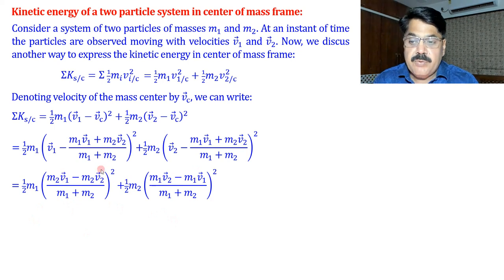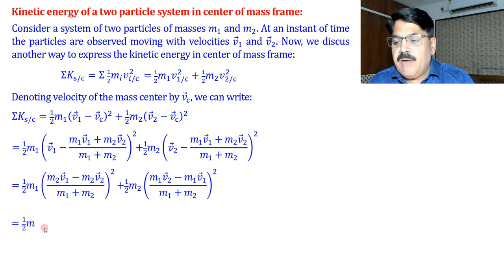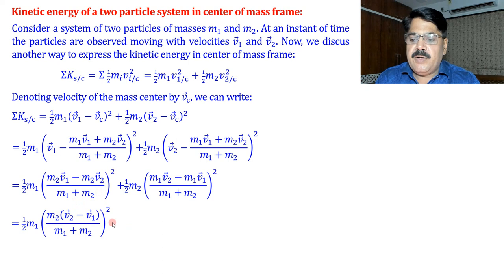And again we know we have the square of this term, so we can write here v2 minus v1 also. So what is that? Half m1 m2 v2 minus v1 upon m1 plus m2 whole square. How can we write this? Because here we have the whole square, so whether we write v1 minus v2 or v2 minus v1, it doesn't matter.